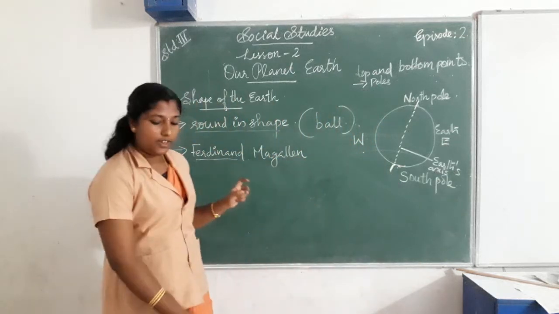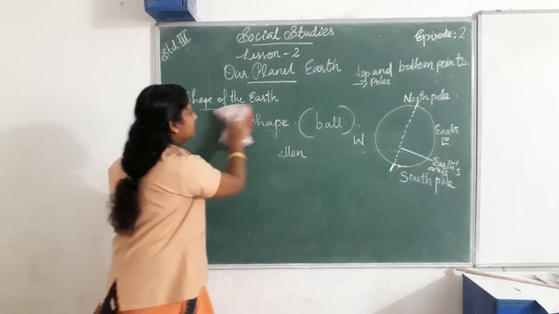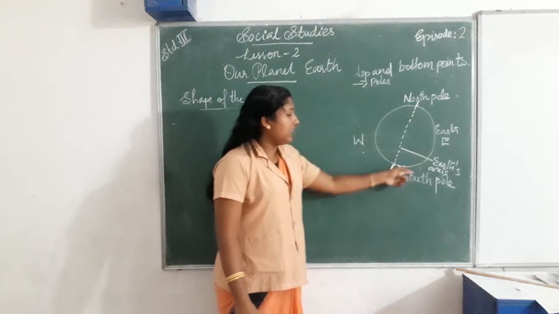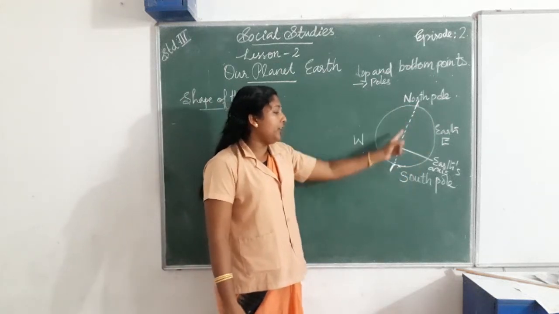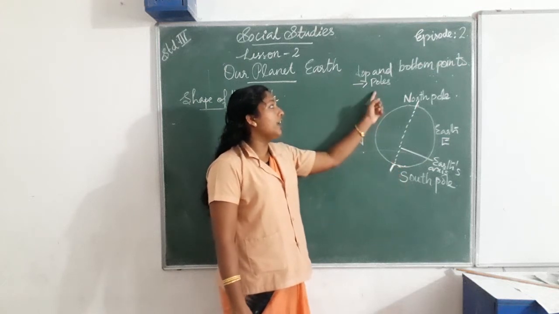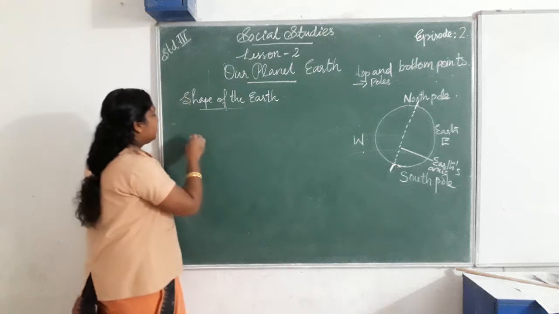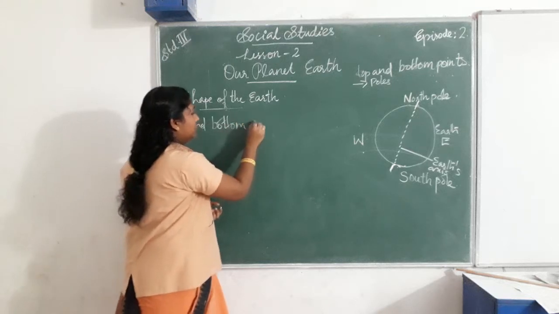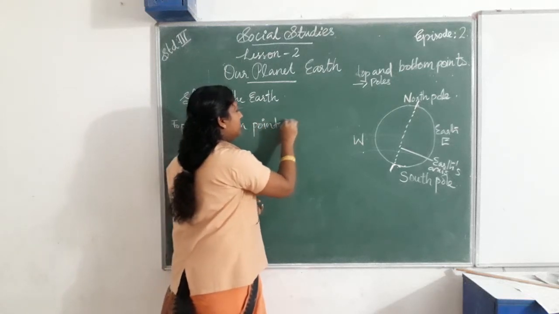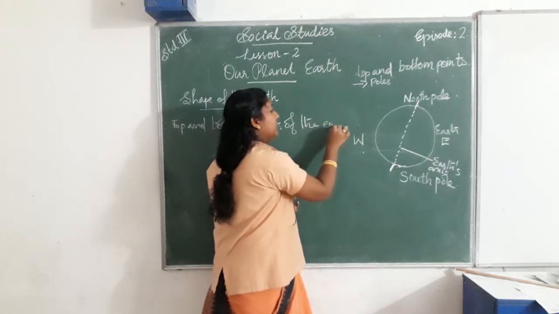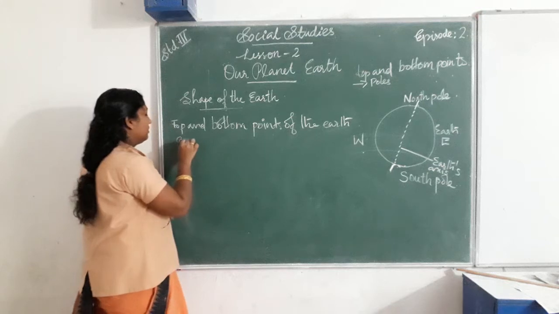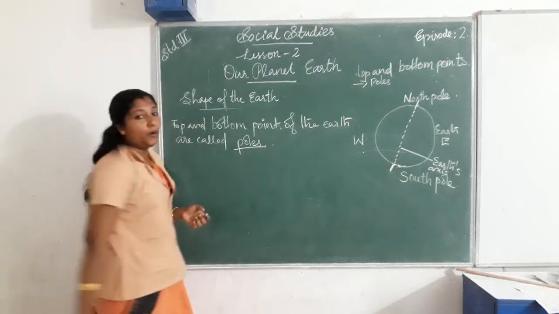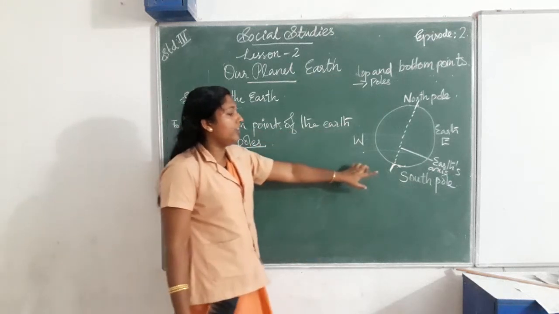Earth's axis. Okay, once again. We know that the earth is round in shape. The top and bottom points of the earth are called poles.